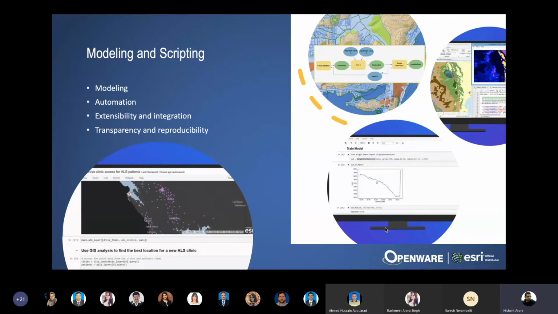We can create end-to-end workflows by chaining the models and spatial algorithms together into a single process. Build fully functional models without a line of script using a visual model builder, or we can use Python to script our workflows and create ready-to-share models.